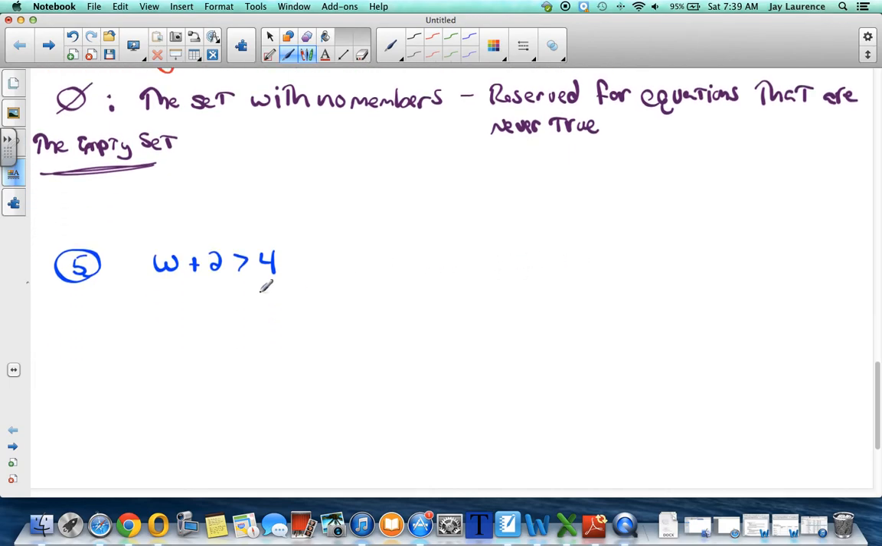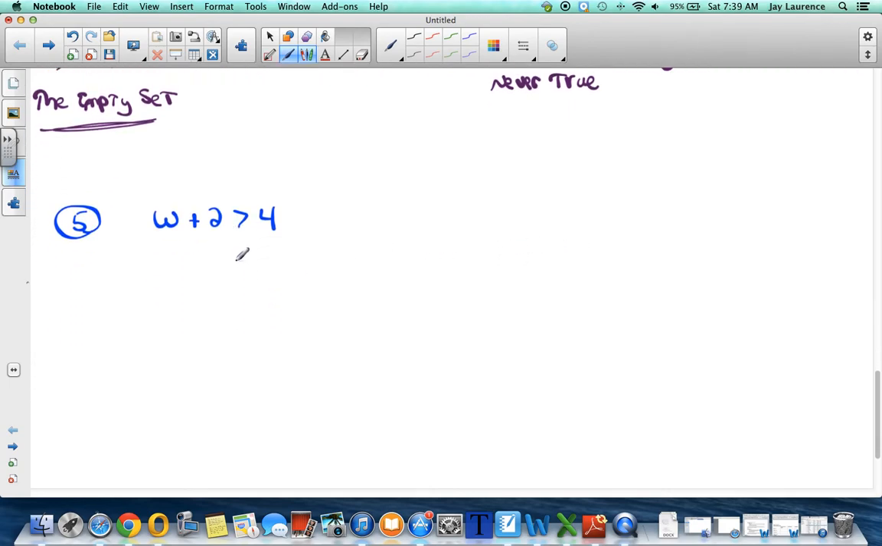All right. Let's come down here to this inequality. The inequality is going to be solved very similarly. I'll bet a lot of you could look at this and tell me, hey, w is going to be 2. The only problem is w equals 2 is not the correct solution. Now, you see, it's greater than. So you can pretend this says w plus 2 equals 4, and then use your equation solving skills if you like. And you do get w equals 2.